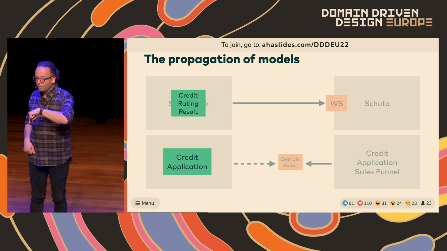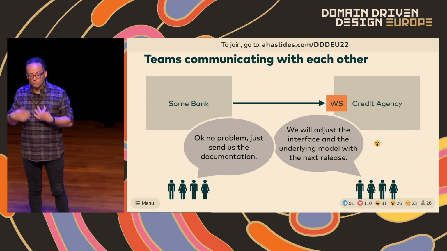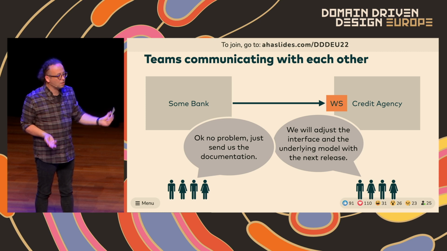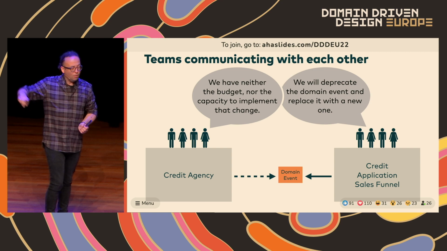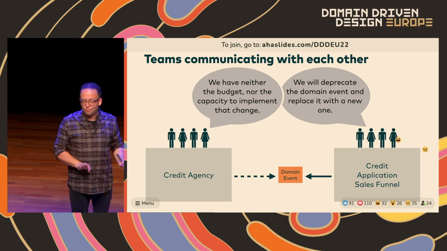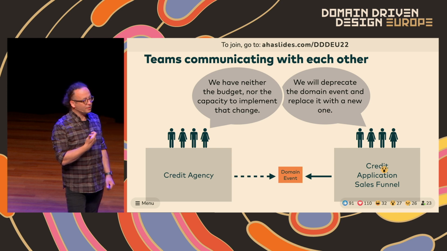And then, we have some communication things. Between teams, there's communication going on. For instance, one team, the credit agency team, says, hey, we'll adjust the interface and the underlying model with the next release. The other team says, hey, no problem. Just send us the documentation. We'll cater for that. We'll adjust our code so that nothing breaks. Or you have a different kind of communication. So we're going to deprecate that domain event and replace it with a new one in the next release. And the other team says, hey, no, stop. You can't do that. We don't have the time. We don't have the budget. And by the way, the risk is too high for us. And if you do that, we are going to escalate that to the management. So we're raising a veto here. That's also a very interesting team perspective.